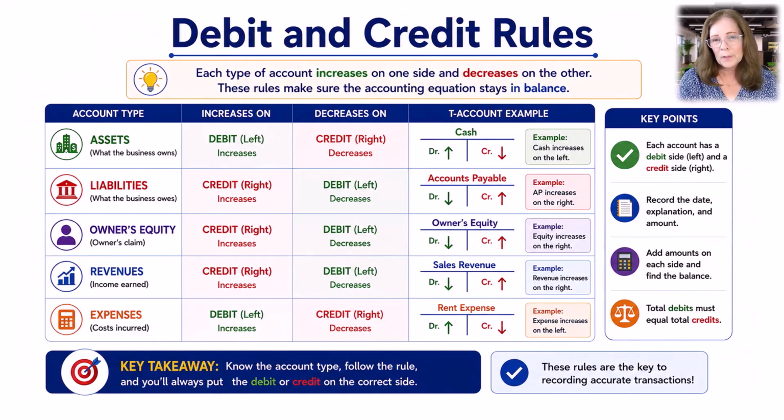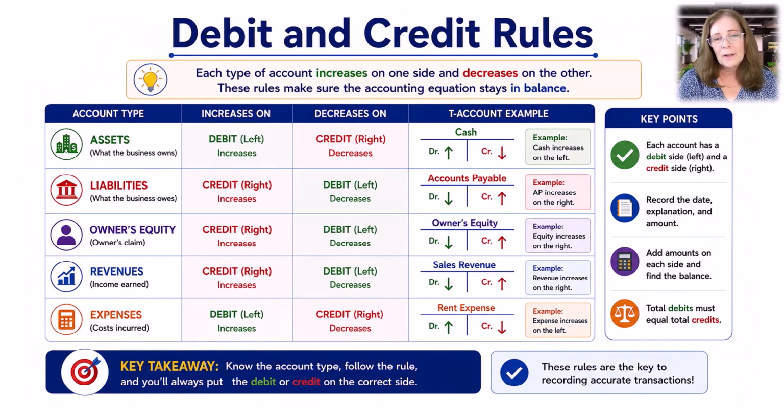Now we get to the part of accounting that scares a lot of students, debit and credit rules. But the good news is that there is a pattern, and once you see the pattern, it becomes much easier. Every account type increases on one side of the T account and decreases on the other side. So let's start with assets. Assets increase with debits and decrease with credits. Since cash is an asset, adding cash goes on the left side and reducing cash goes on the right side.